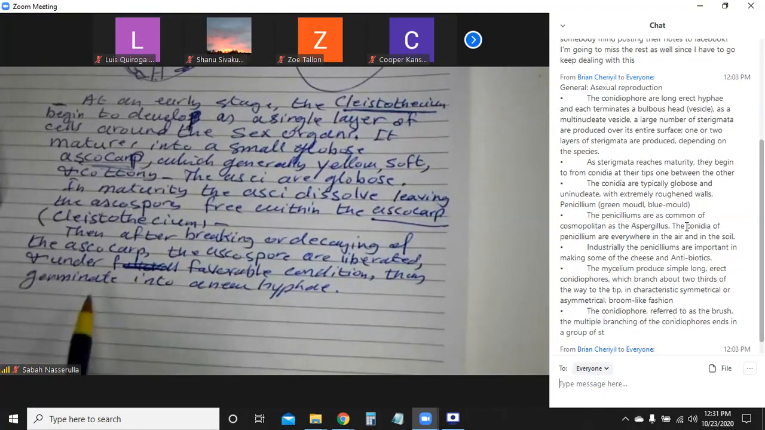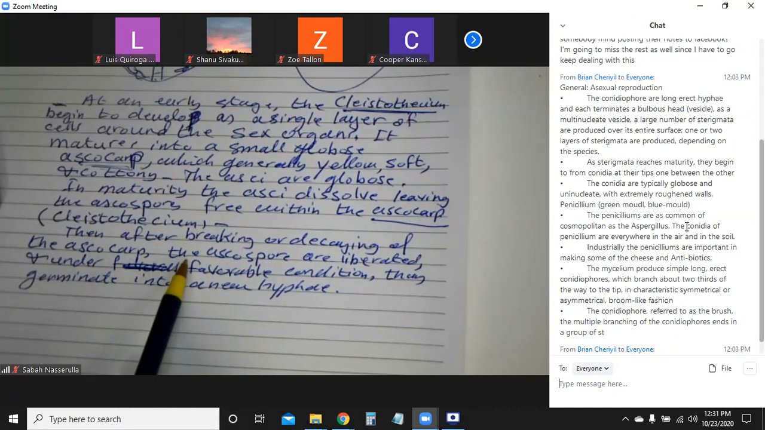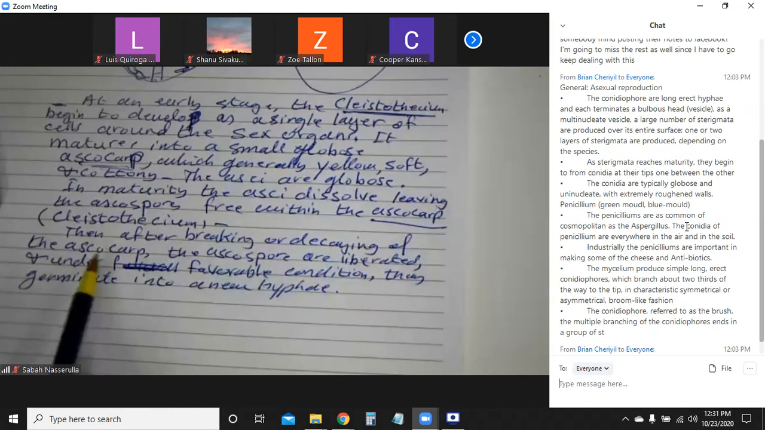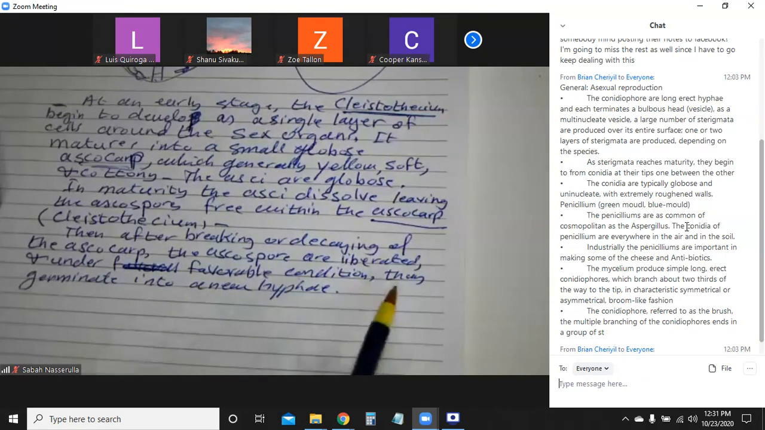So as I mentioned here, after breaking or decaying of the ascocarp or cleistothecium, the ascospores are liberated, and under a favorable condition, they germinate into a new hypha or new organism. Is that clear? Okay.